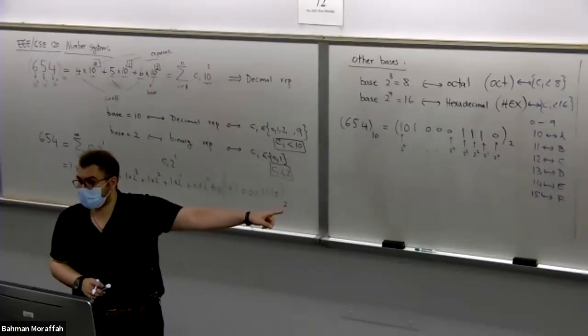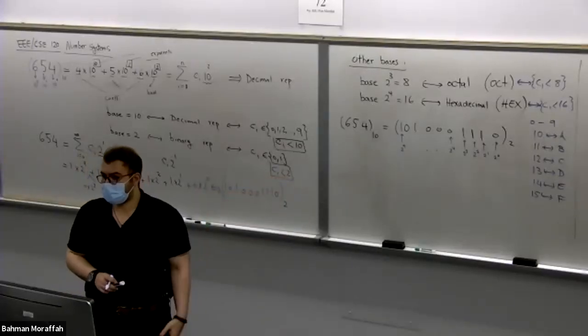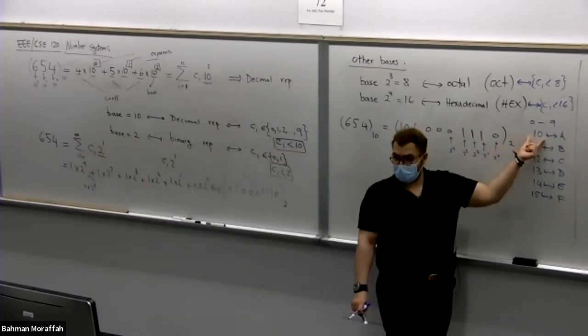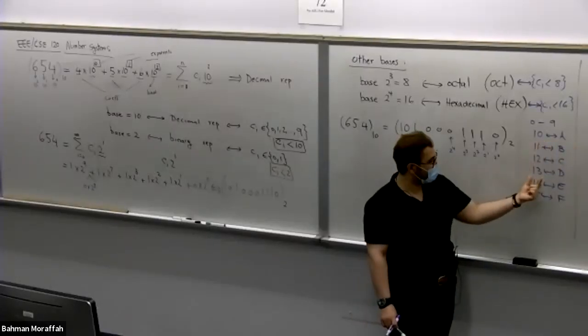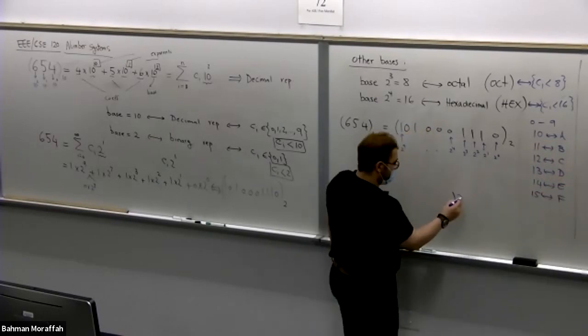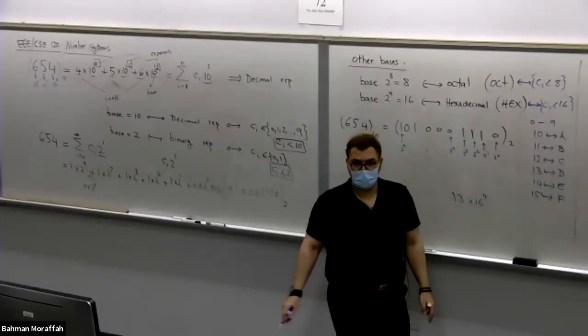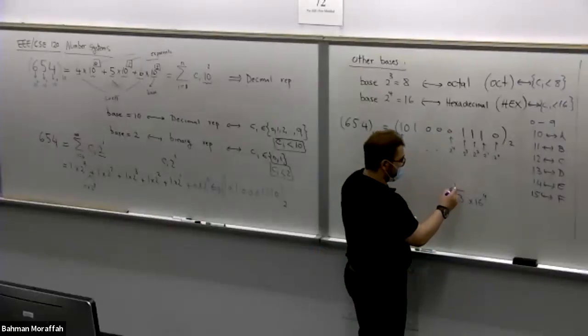Any questions so far about the notation that we have? That's just a notation. I define it so that whenever I see a 10, I automatically replace it by an A. If I see 13, I change it to D. Because I cannot write 13 times, for example, 16 to the power 4. It looks kind of ugly. And that's why we change it to D.